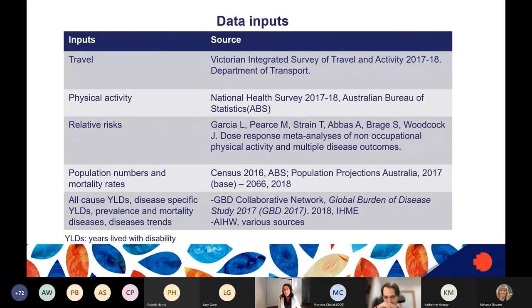We use a lot of data inputs for our model. I already mentioned the travel survey, the physical activity survey. We also use relative risks, and this is from a meta-analysis from the University of Cambridge, again, my colleagues over there. We use information on population numbers and mortality rates and mortality projections. This is from the ABS, from census information and other sources. And we have a number of inputs for the diseases. And this is from the Global Burden of Disease and also from the Australian Institute of Health and Welfare.